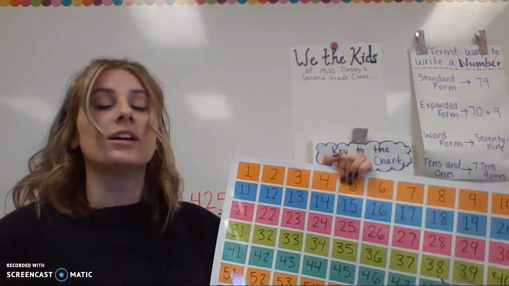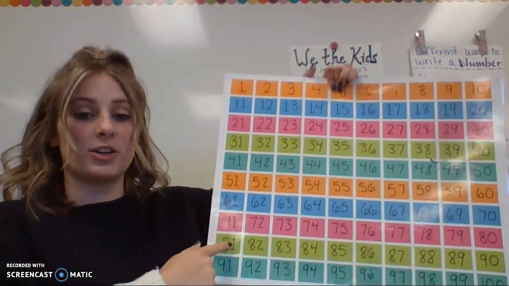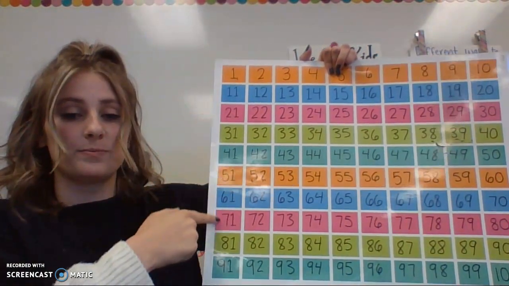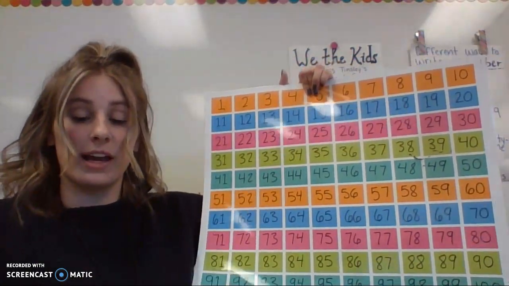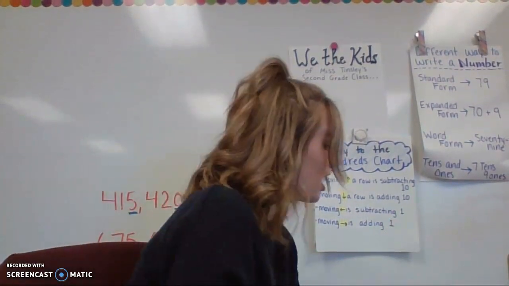So that is one way to help you find numbers on your number chart if you're having trouble. You start with the tens place and you hop down until you find it. You'll use this first column. So you'll hop down to find your tens place number and then you'll go to the right for your ones place number. So there is our hundreds chart.